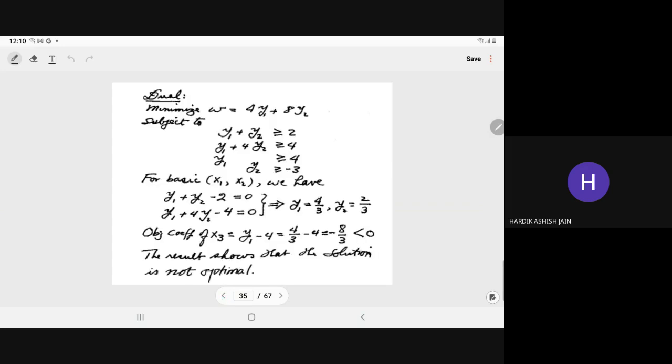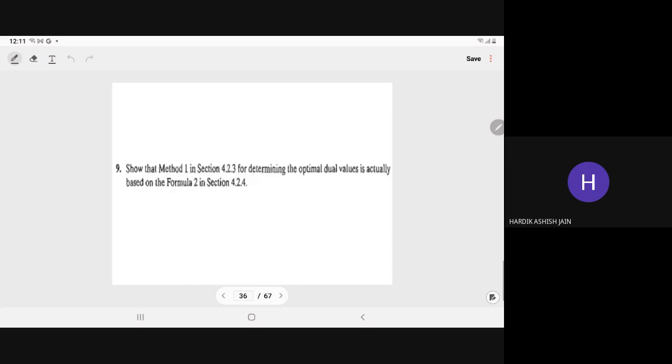So here we have computed it, right. It is not optimal. It means if zj minus cj for a non-basic variable is negative for at least any one, then we say it is not optimal.